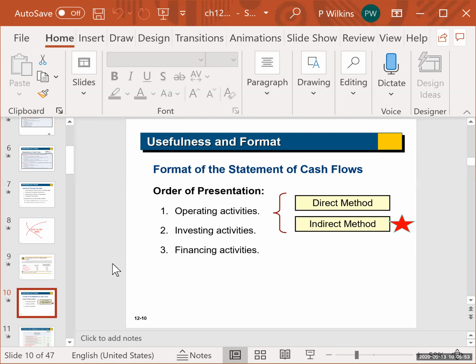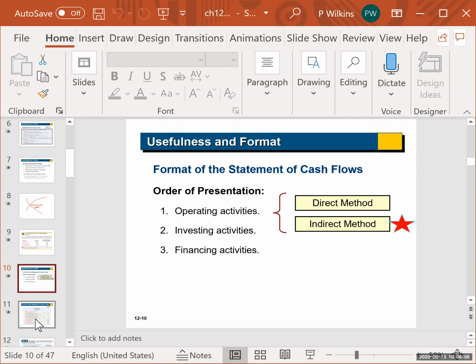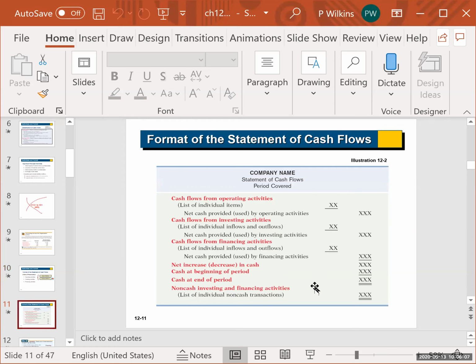Let's see, the next slide, we're going to talk about the cash flow statements. You can do a direct method or indirect method. We are actually going to be doing an indirect method, and we are just going to do it for operating activities. Now, this next slide shows you what the financial statement will look like. And a cash flow statement is a financial statement.